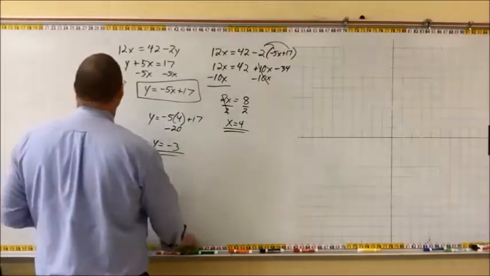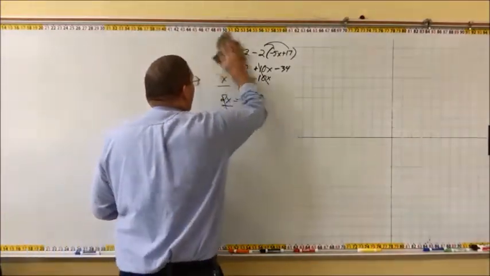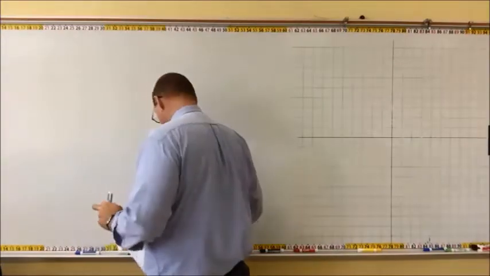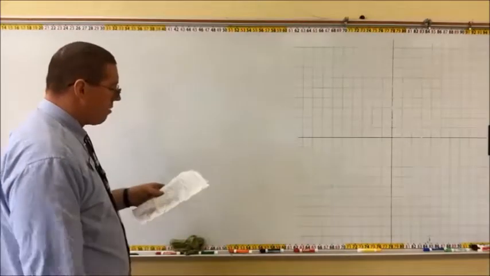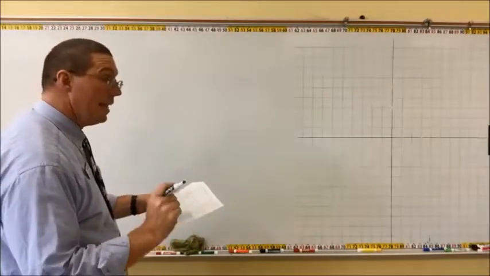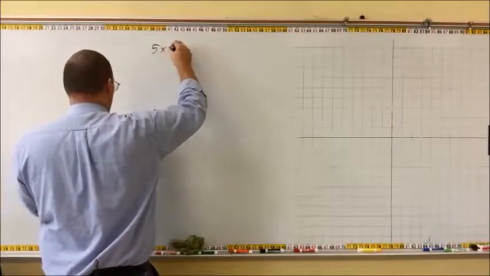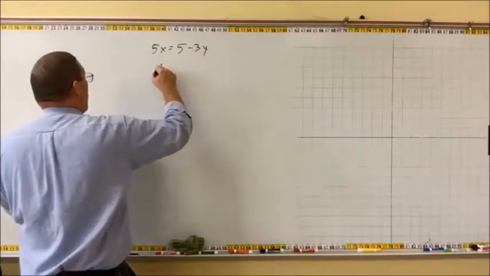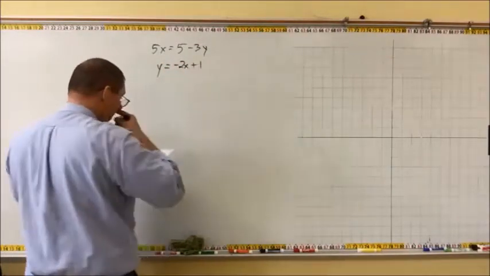All right, let's go to question number 26. Question 26 says, solve the system of linear equations by elimination. And I have 5x equals 5 minus 3y. And then I have y equals -2x plus 1.